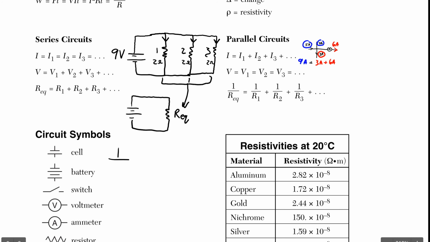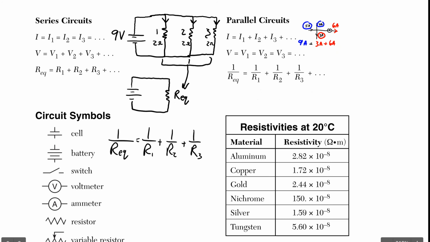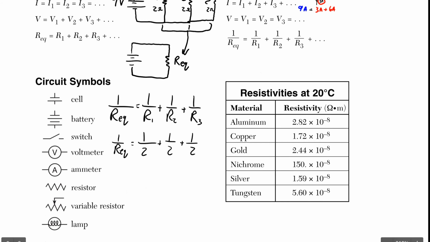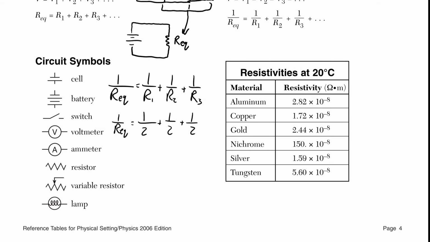So you're going to have 1 over R EQ is equal to 1 over R1 plus 1 over R2 plus 1 over R3. And in this case, we made them all the same. They're each 2 ohms, we said. So you have 1 over REQ is equal to 1 over 2 plus 1 over 2 plus 1 over 2. And if you want to be fancy, you could keep it in fraction form. It doesn't matter. Let's just see.